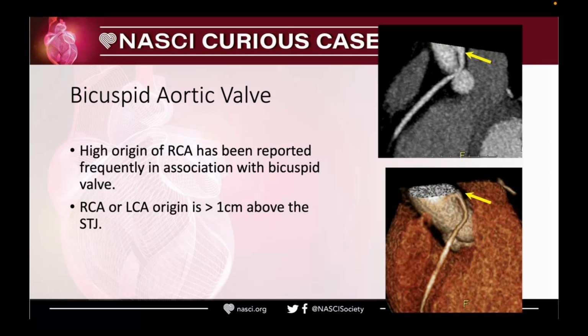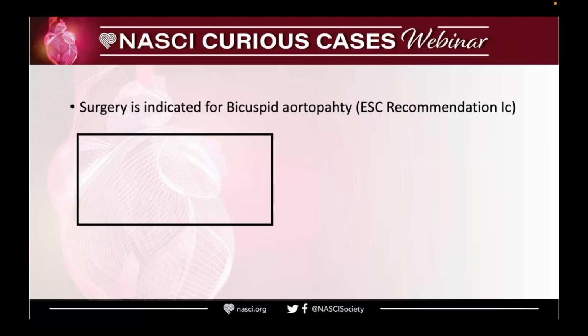So just pay attention to the coronary origins. Sometimes there is some high origin of the right coronary artery. It's a variation that can be associated with bicuspid aortic valve, and it is referred to when the origin is more than 1 centimeter above the STJ junction.